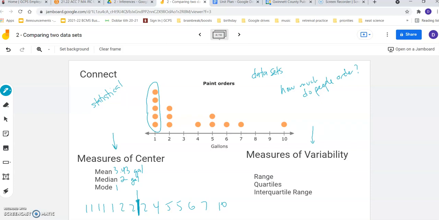We also learned how to calculate range, quartiles, and interquartile range in 6th grade. Those will be coming up later, but I don't want to touch on those today.